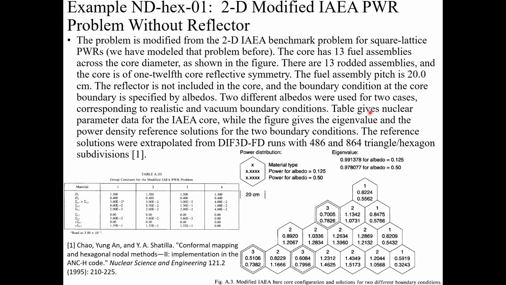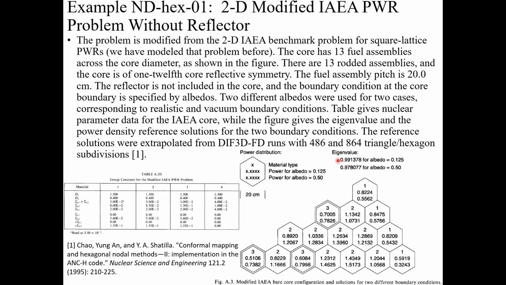The table gives the nuclear parameter data for the IAEA core, and this one is your cross section. The table gives the cross section for this core, and this figure gives the eigenvalue and the power density reference solution for the 2 boundary conditions. So we have the reference solution, and our result should match those values.